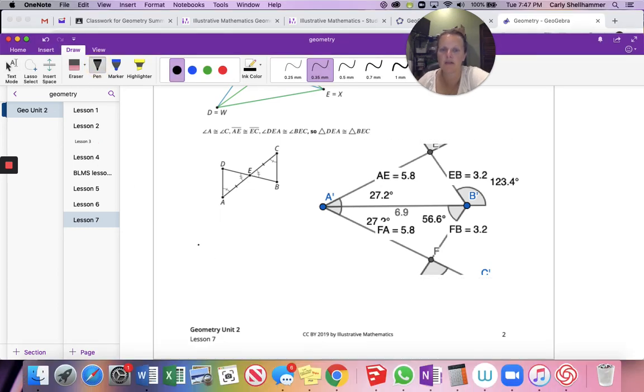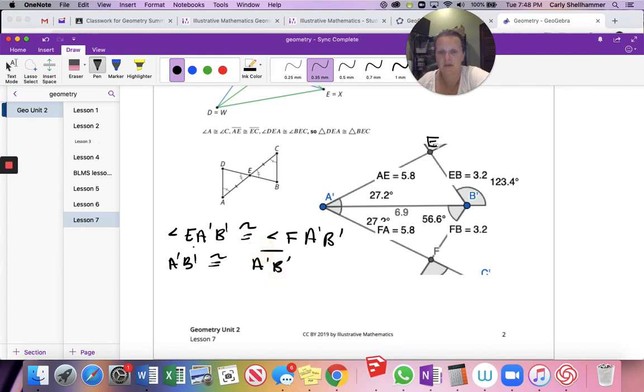All right, we're going to go with the things that were given. We know that angle E, A prime, B prime is congruent to angle F, A prime, B prime. We also know that side A prime, B prime is congruent to A prime, B prime. Okay, those are both segments, and we know this is true because it's given, and this is true because it's given. Given. Oh my. Yeah, I can spell.